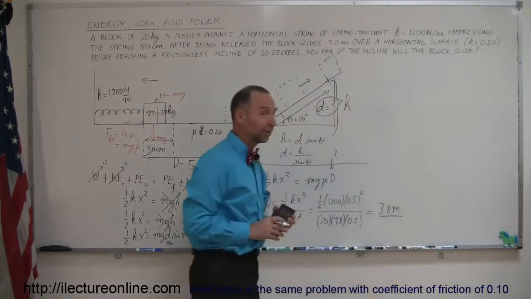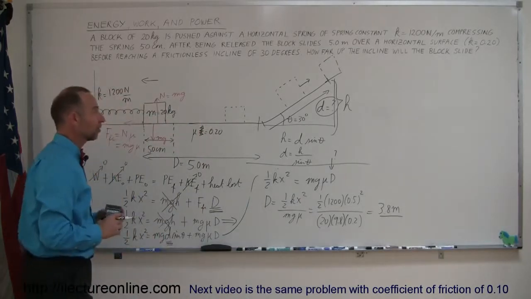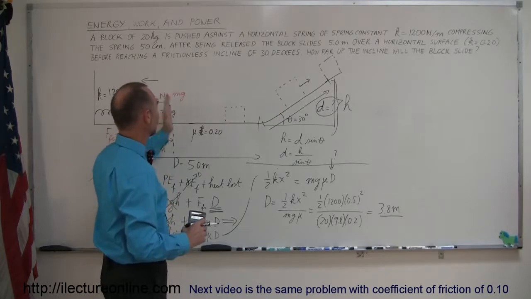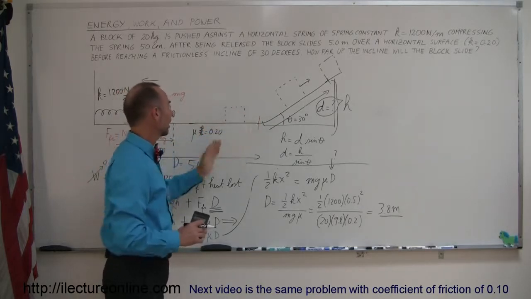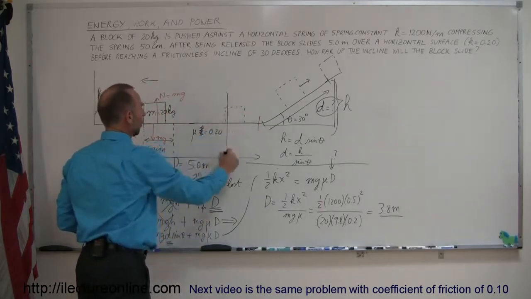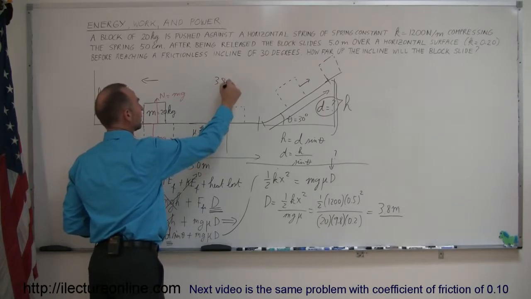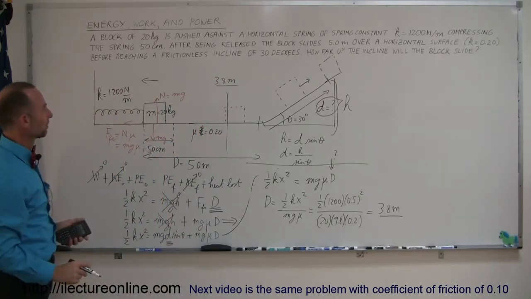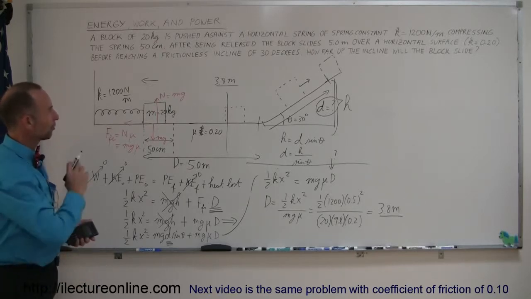So the true answer is, a little bit deceiving the way the question was asked, it doesn't make it up the incline. The block will actually stop before it reaches the incline after a travel distance of 3.8 meters. And that's how you do that problem. All right, let's do a few more examples.